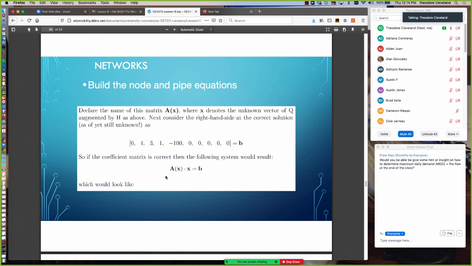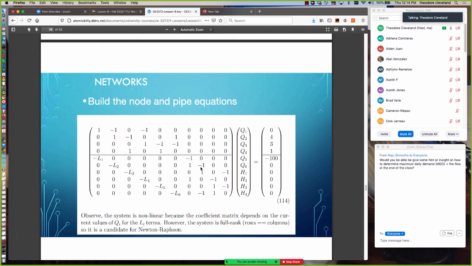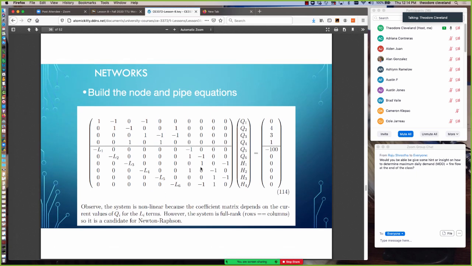And so now our system looks like the following: A of X times X equals B. And if we expanded it out using our linear algebra knowledge, it would look something like that.